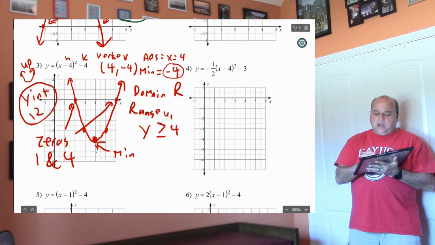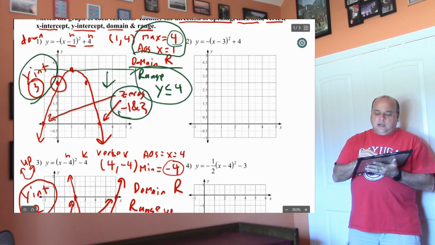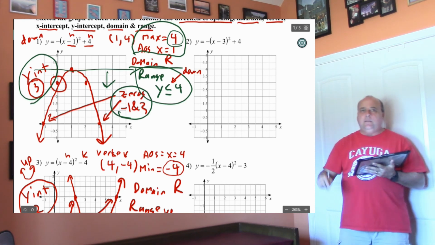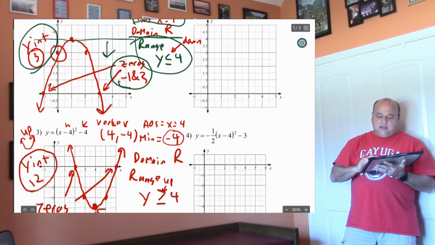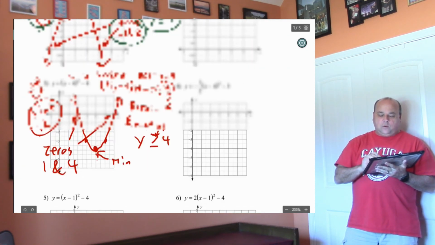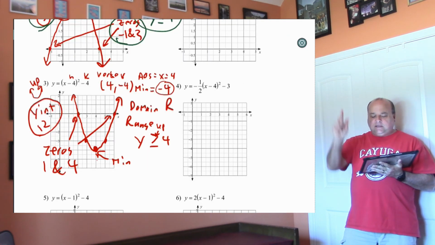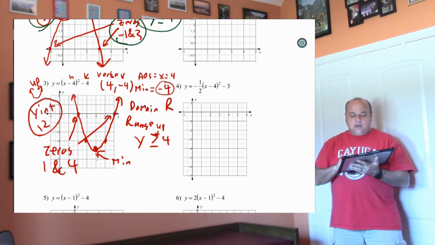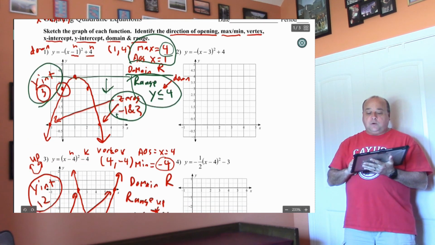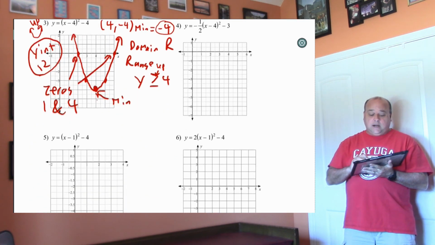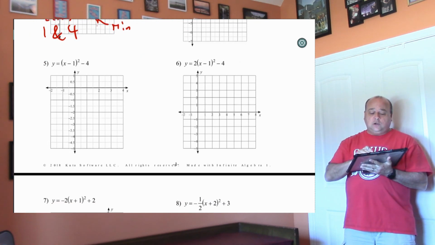If it opens up, it's going to be greater than. If it opens down, it will be less than. That's going to happen every time. Opens down, you're going to have less than. Opens up, you're going to have greater than, okay? Down less than, up greater than for the range. That's what we need to know for each problem, okay? That's a lot of information you're writing down. The more you do this, the quicker you get.